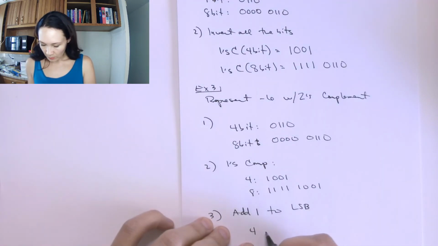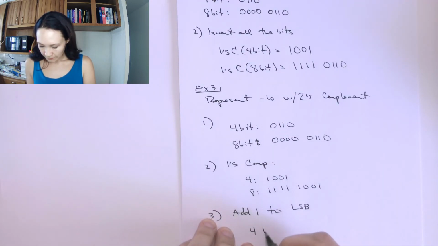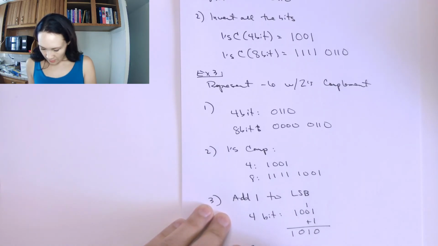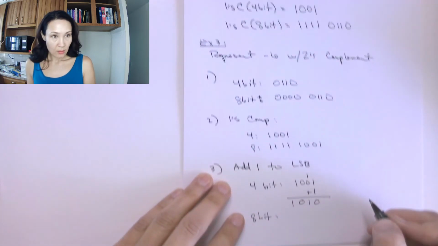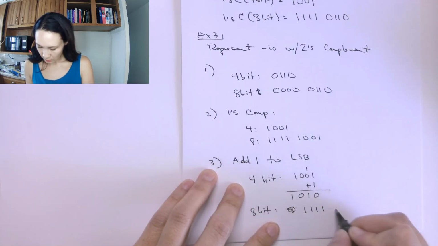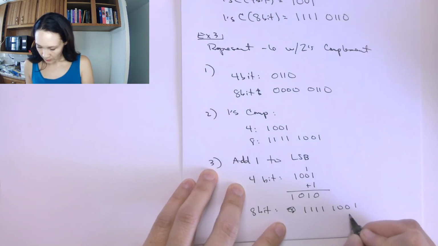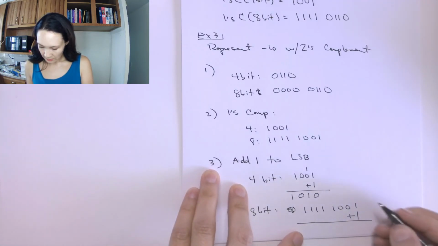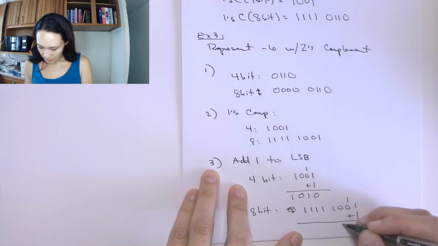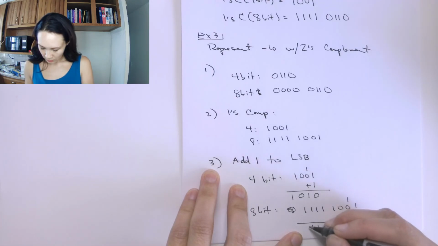Then this third step is we just add 1 to the least significant bit. So in our 4-bit representation, that will be 1001 plus 1, which gives us 1 plus 1 is 0, carry the 1. 1 plus 0 is 1, so we get 1010. And then in our 8-bit representation, that is 11111001. We're going to add 1 to our least significant bit. So this gives us 1 plus 1 is 0, carry the 1, and we get 11111010.